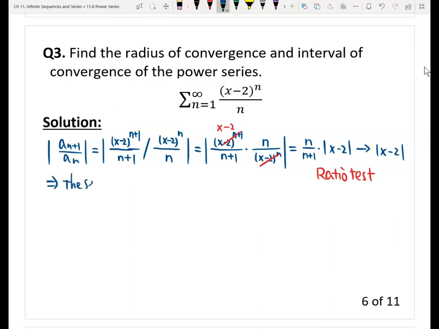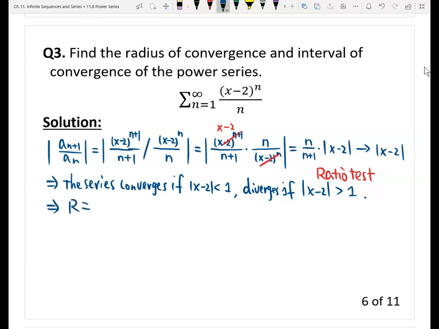So the ratio test gives us these results. The series converges if the limit is less than 1, and diverges if the limit, the absolute value of x minus 2, is greater than 1. Remember the graph: inside the neighborhood of 1 it converges, outside it diverges, which means R is 1. Therefore we get R equals 1, and this is the radius of convergence.